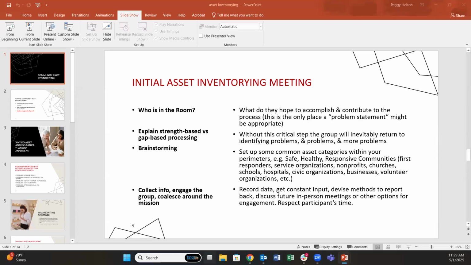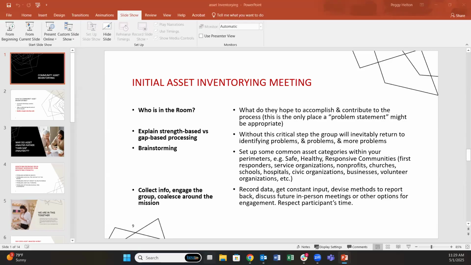So when you have your initial meeting, which tends to be the one that folks worry about the most and prepare the most for, because I think after you get going, this is not a process that's super complicated. People will take on certain roles and it becomes a little easier, but that amount of planning that you put into the first meeting is very important. So you obviously want to find out who's in the room and why they're in the room. What do they hope to accomplish in this process, and how do they want to contribute to the process?